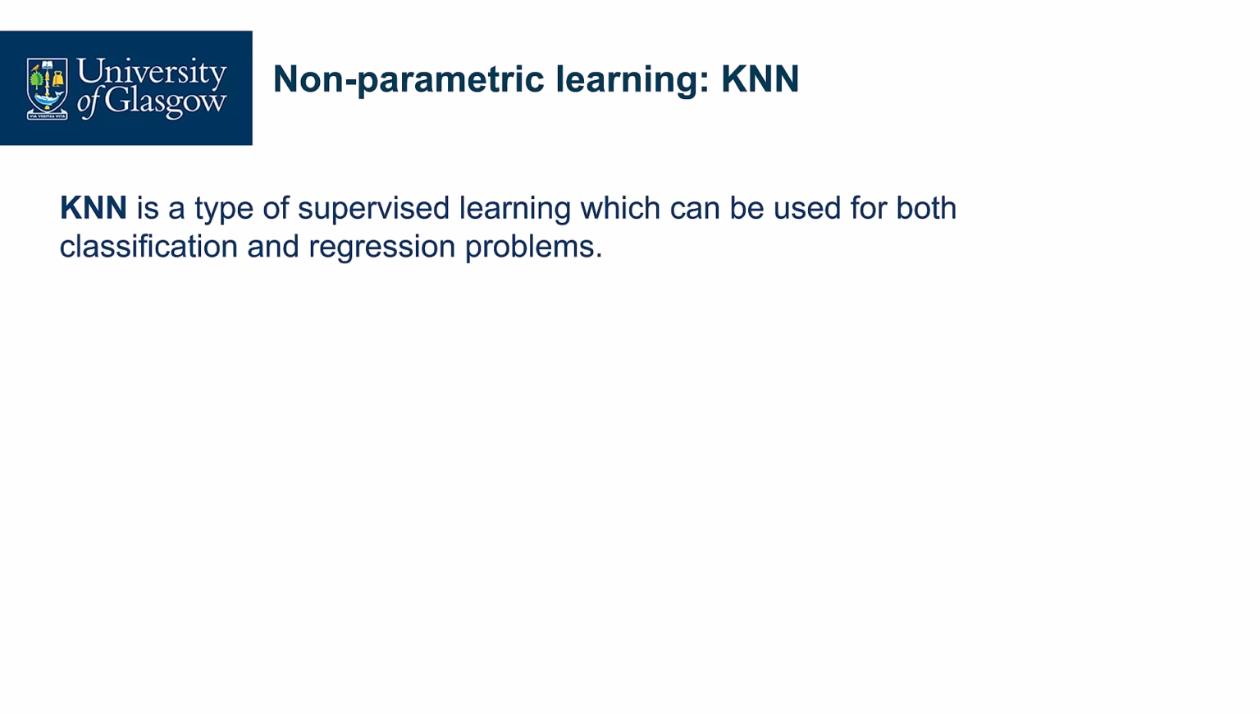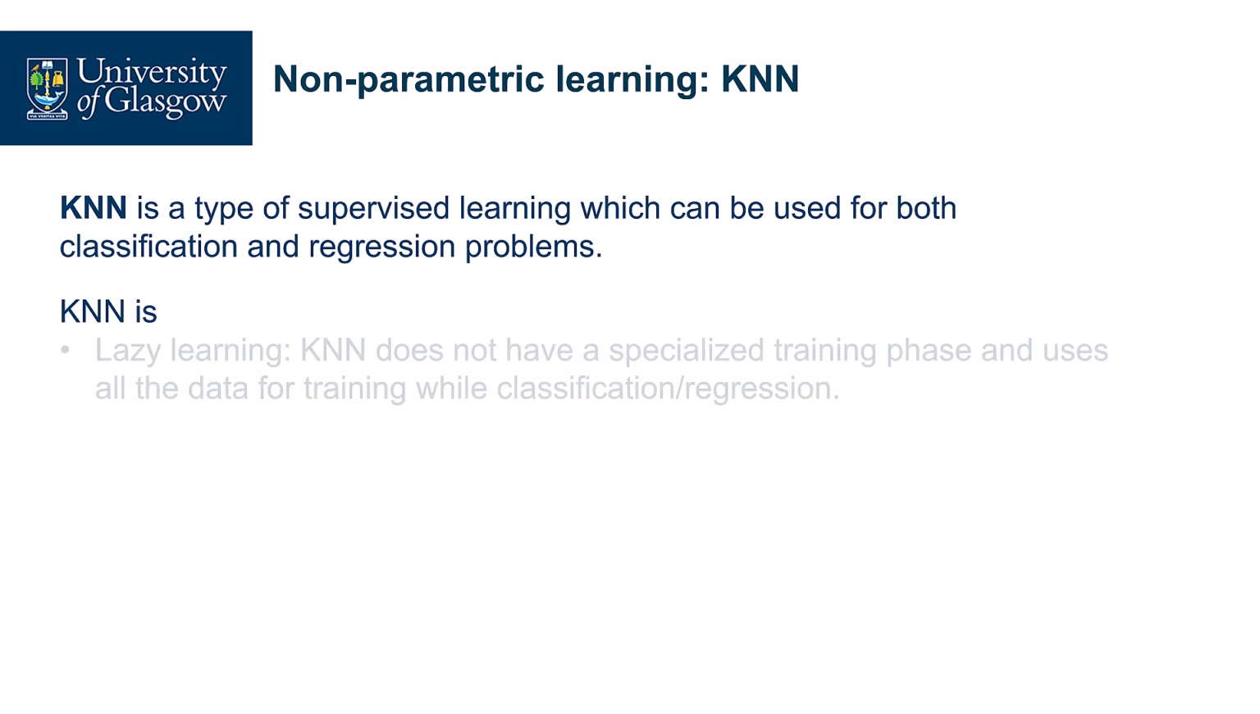Now we will introduce a typical non-parametric machine learning method, KNN, k-nearest neighbors. KNN is a type of supervised learning. We can use it for both classification and regression. KNN is a lazy learning method. For lazy learning, this is special.